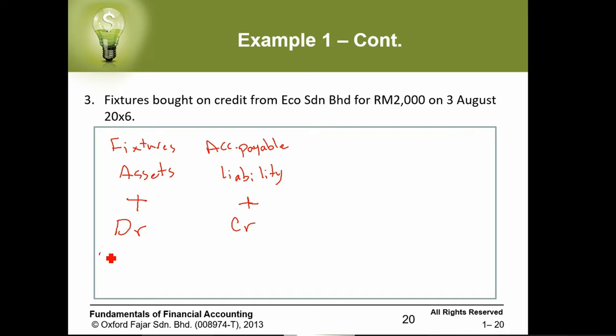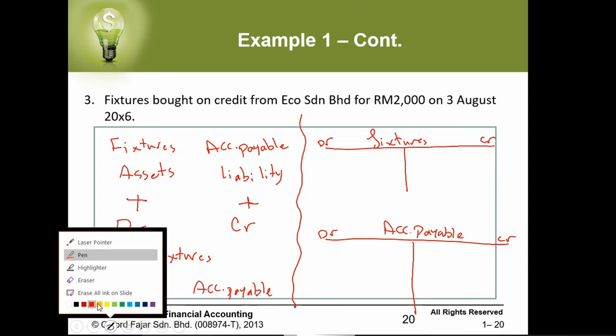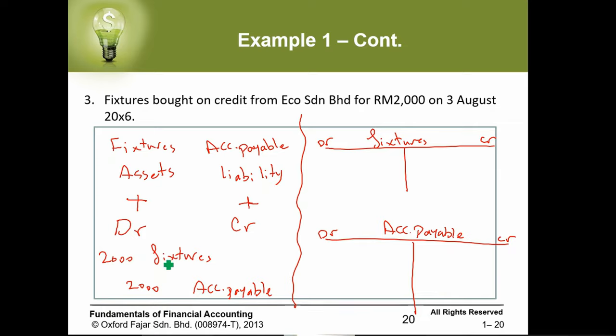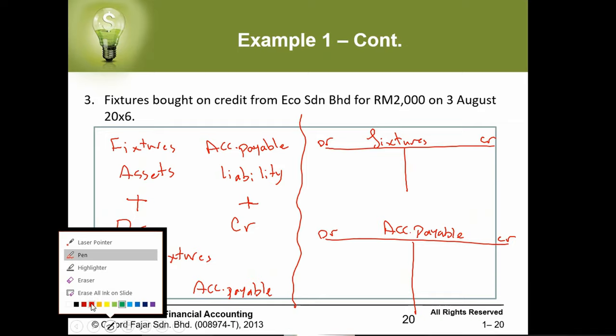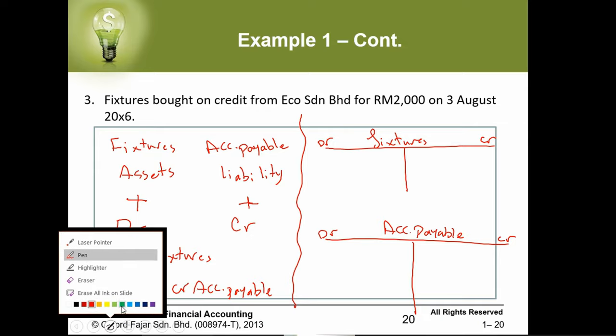So the transaction will be 2000. The debit side, we have fixtures. Credit side, we have accounts payable. Then we need to post this transaction in the ledger. So we have the fixtures account, and we have the accounts payable account. We don't have a balance from before. So let's post this transaction. Fixtures, sorry, I didn't write here debit or credit. Fixtures is on the debit side.